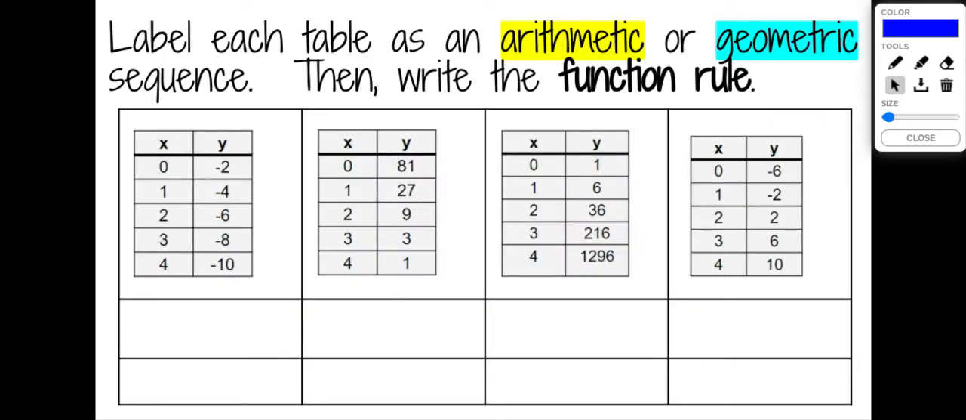Now what we're going to do is actually try this. See if you can tell the difference between the two. So label each table as either arithmetic or geometric, and then write the function rule.